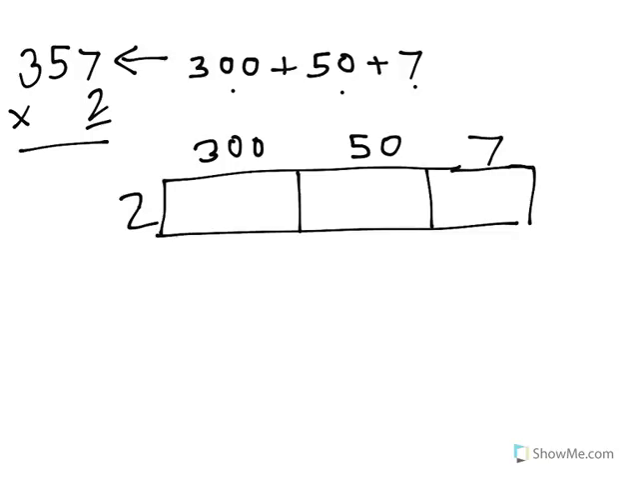Now I multiply 2 times 300. Don't get worried, it's really the same thing as 2 times 3, which is 6, and you have 2 zeros, so 600. Then we do 2 times 50, which again, you can do 2 times 5, which is 10, and stick the 0 on the back, 100. And then finally, you do 2 times 7, which is 14.